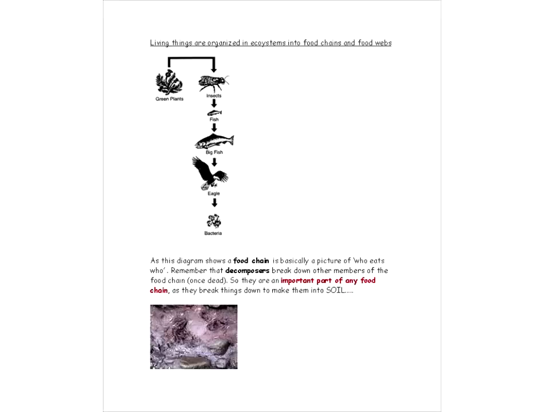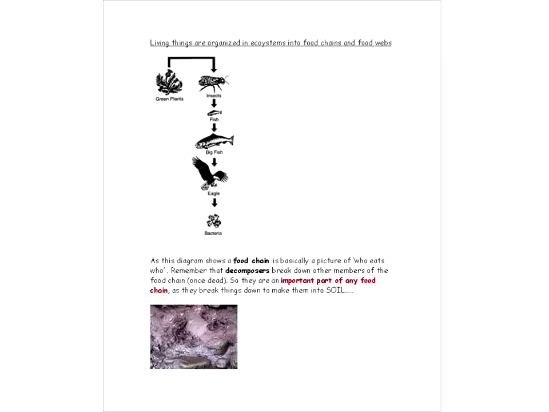Okay, so when we look at how living things are organized in ecosystems, they're organized into food chains and food webs. So here's an example of a food chain. And you can see that basically when we're talking about a food chain, it's a picture of who eats who in an ecosystem.